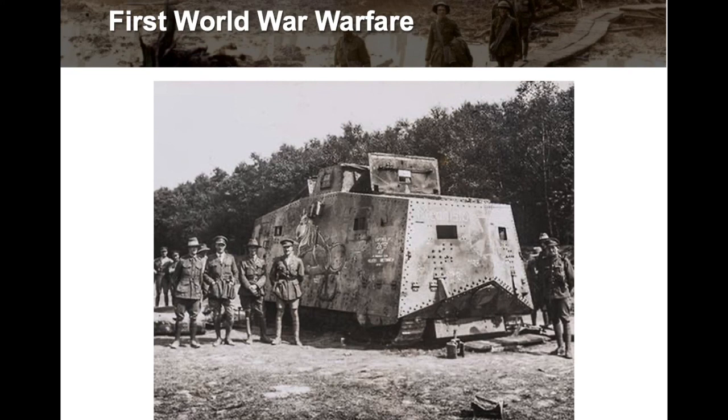This is a German tank. These are British, looks like British officers. But this is a captured German tank. So you can see their tank was a little bit different in design. But again, this was new. And so if you were a soldier in a trench and this big thing is coming at you and shooting, with machine guns shooting out of these windows, it would be terrifying.